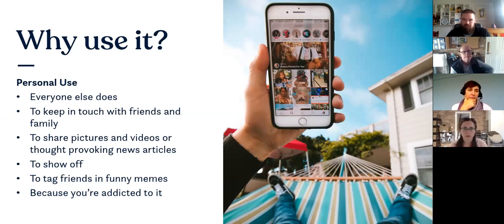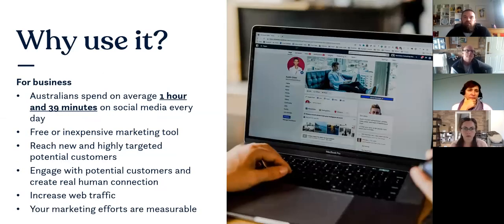Now looking at business. Like I said, Australians are using social media more and more. They spend on average an hour and 39 minutes on a social media platform every day. So the old adage of going fishing where the fish are, so it's where the eyeballs are. It's a free or inexpensive marketing tool. You can spend all the money you want on it, or you can be organic and create content yourself. If you do pay to play, like I said, it's quite inexpensive.